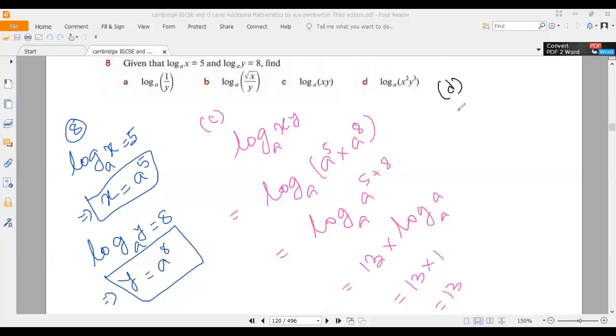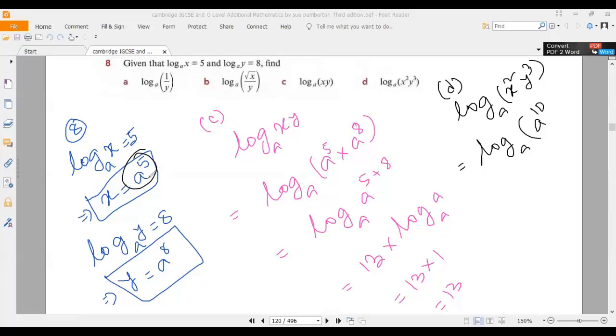Number D says log base a of x square y cube. Okay. So log base a of what is the value of x? A to the power 5. So x square will be a to the power 5 into 2, that will be 10. And y: if y is a to the power 8, then y cube will be a to the power 8 into 3. 8 into 3, 24.